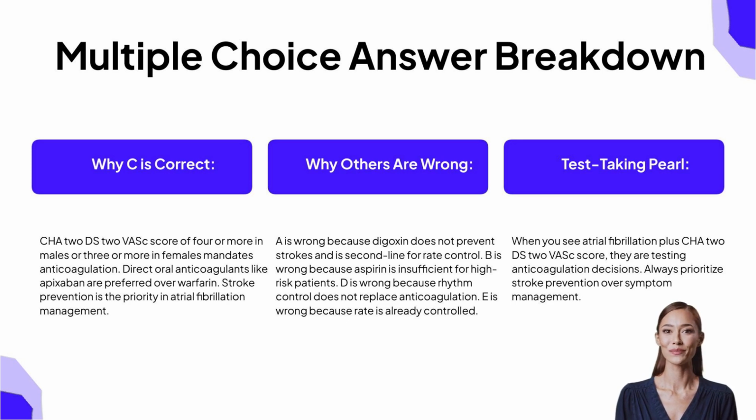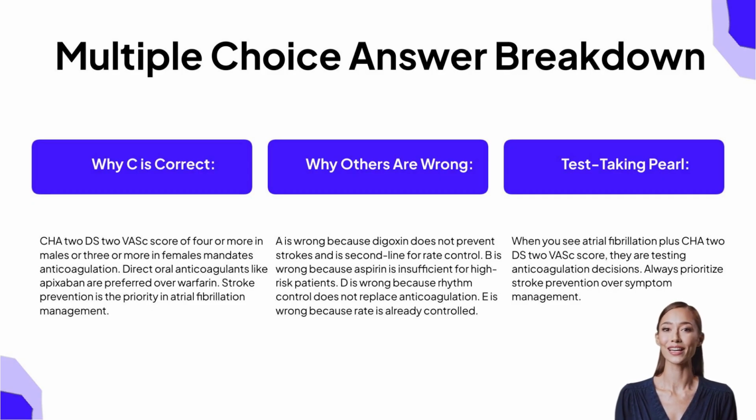Why are the others wrong? A is incorrect because digoxin does not prevent strokes and is second line for rate control. B is wrong because aspirin is insufficient for high-risk patients. D is incorrect because rhythm control does not replace the need for anticoagulation. E is wrong because his rate is already controlled.